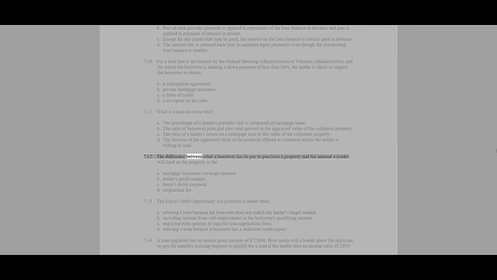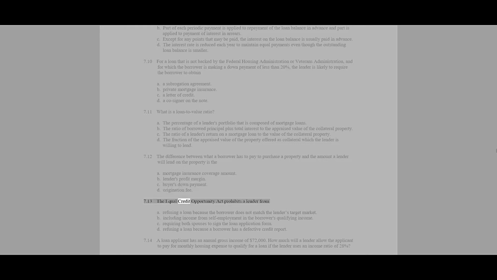7.12 The difference between what a borrower has to pay to purchase a property and the amount a lender will lend on the property is the A. Mortgage insurance coverage amount. B. Lender's profit margin. C. Buyer's down payment. D. Origination fee.